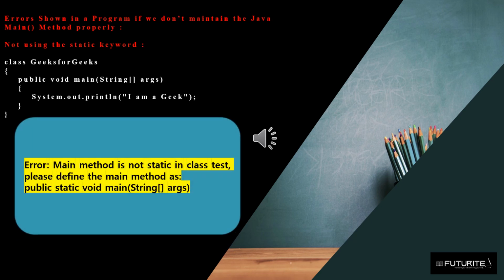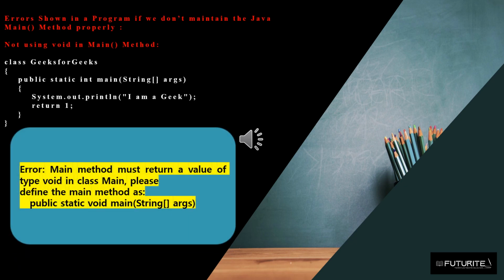Now, if we do not use the static keyword, like if we use public void main instead of public static void main, then what will happen? Main method is not static in class test. Please define the main method as public static void main String args. So you have to use the static keyword, otherwise the following error message is going to pop up while compiling the program.